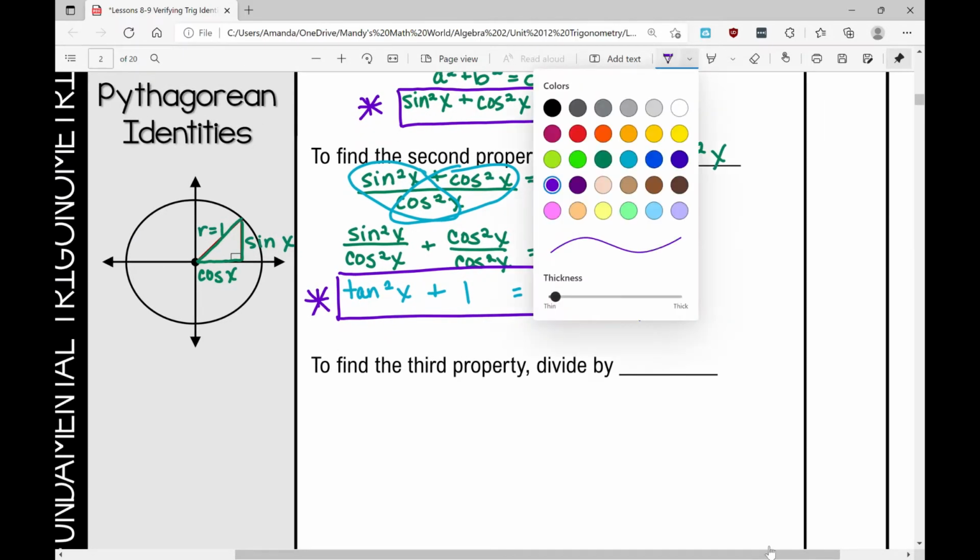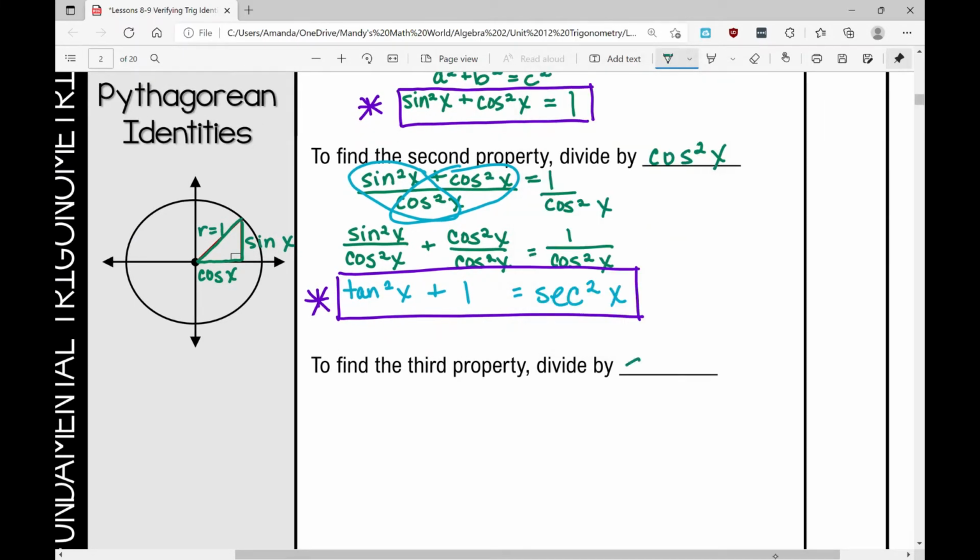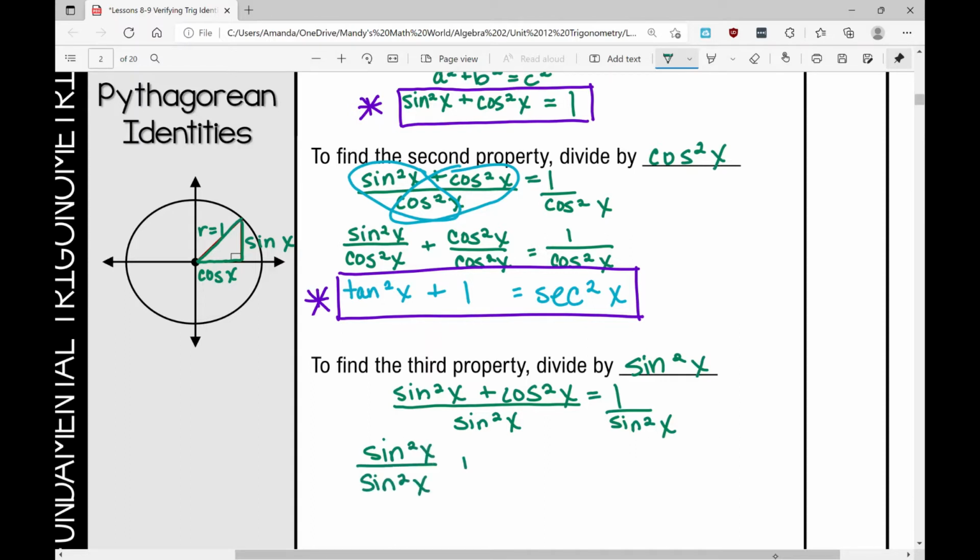To find the third property, we're going to divide everything by sine squared. So let's see what happens when we do that. We're going to take our basic Pythagorean identity, which we found using that unit circle, and we're going to divide everything by sine squared. And we're going to do what we just did with cosine squared, which means every term gets divided by sine squared. So sine squared x divided by sine squared x plus cosine squared x divided by sine squared x equals 1 over sine squared x.